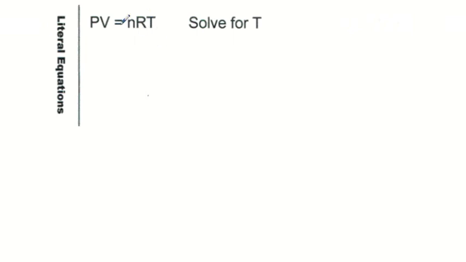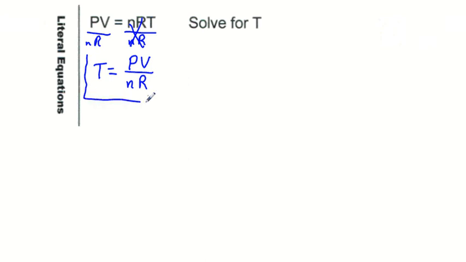To do that, we're going to isolate this T by itself, and to do that, we're going to divide by nR. And then we divide our left side by nR also. And we have cancellation here, and so we end up with T is equal to PV over nR. And this equation allows you to see that your temperature is directly related to pressure and volume, but inversely related to nR.